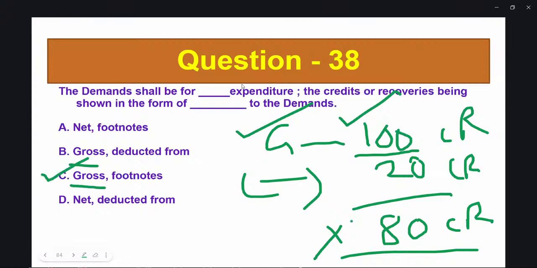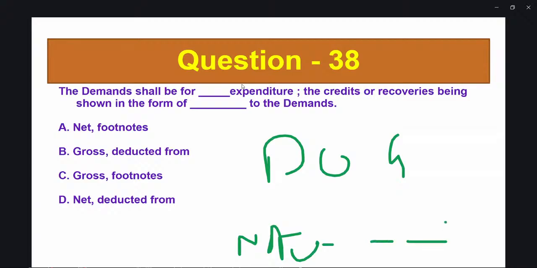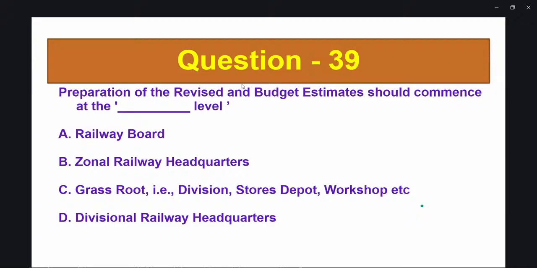Gross expenditure is correct. Then credits and recoveries are posted in the demands for grants as notes, footnotes. At the end of the demands for grants, we mention the credits and recoveries of 20 crores we are going to achieve. It is not part of the demands for grants. Okay. The preparation, this is also very, very important. Should commence at which level? Railway board level, zonal railway level, grassroots level, or divisional level? Yeah, especially for all departments, very, very important.